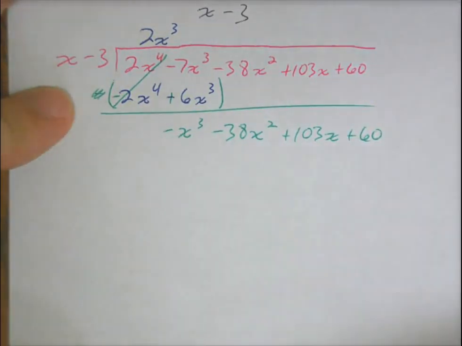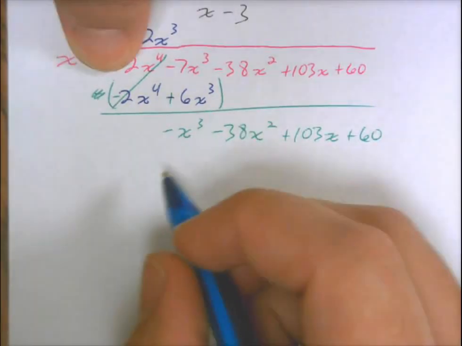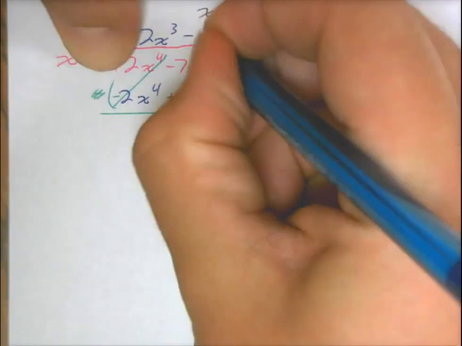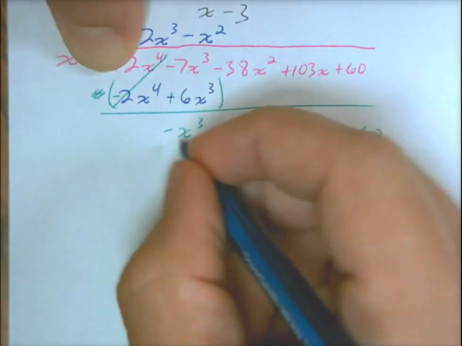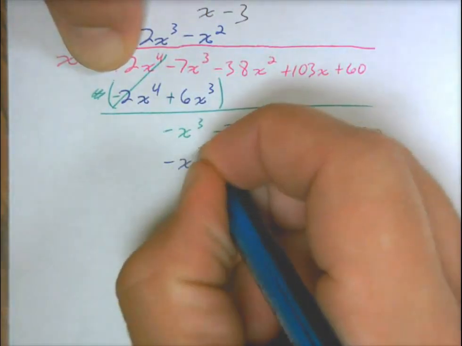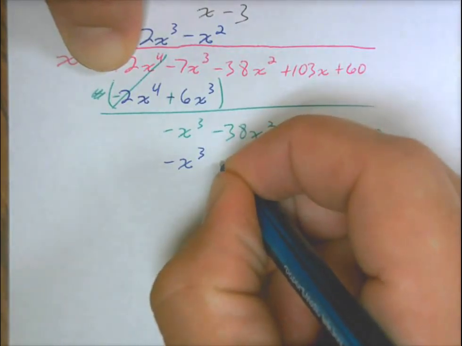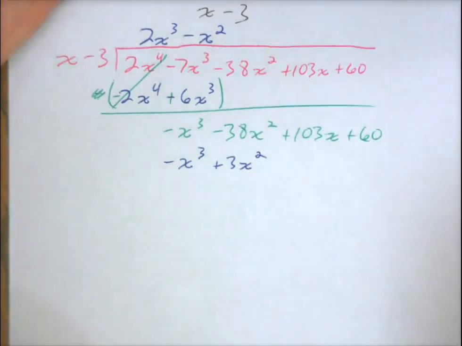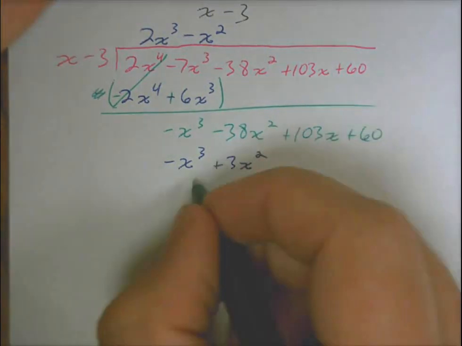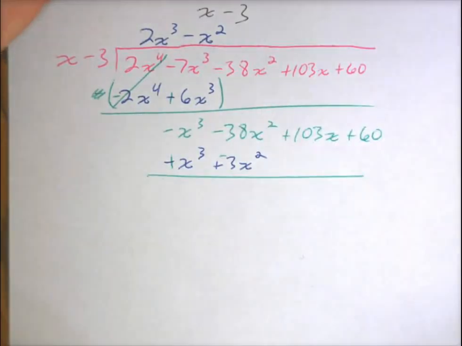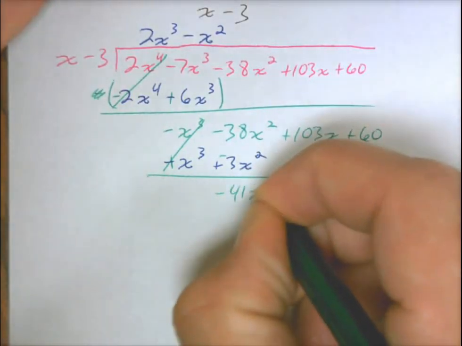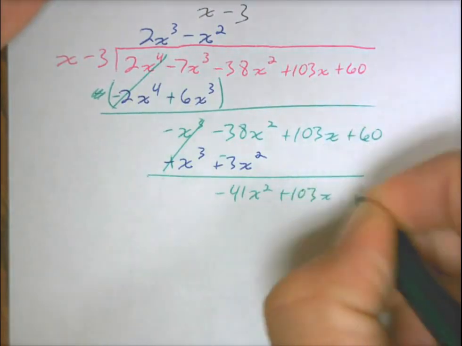Okay, and then you can go back through the process again. To get to the first term down here, you'll have to multiply x by -x squared. So you will get -x cubed, times the -3, so plus 3x squared. Again, subtract this line or just change the signs. That term goes away. Again, if you haven't gotten that to go away, something's wrong. -41x squared plus 103x plus 60.